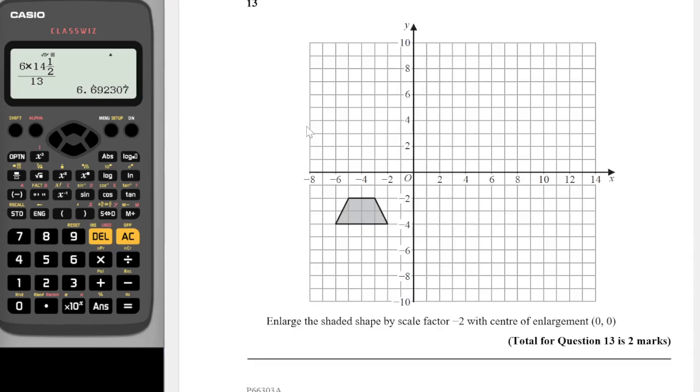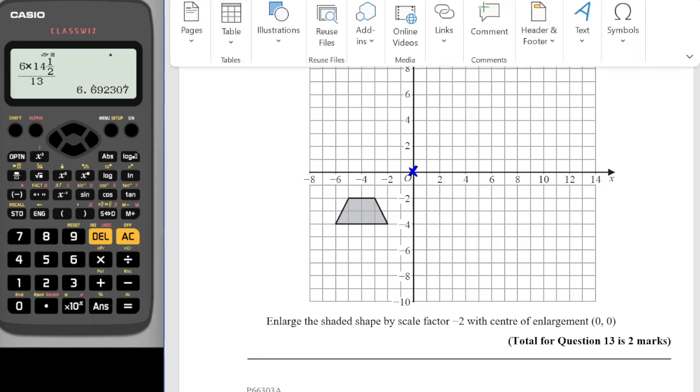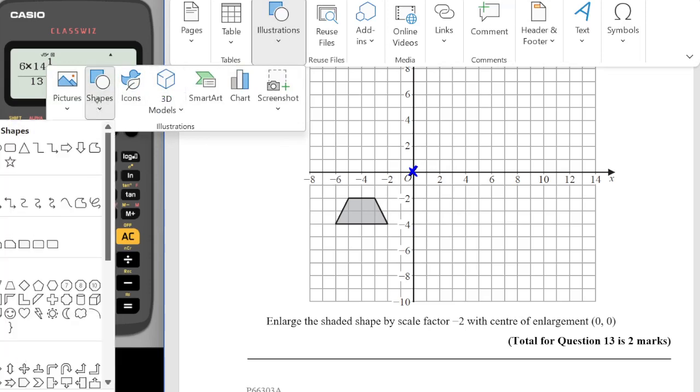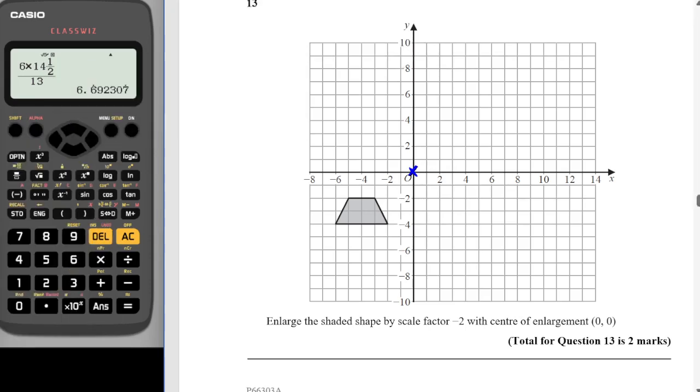Okay, question 13. Enlarge the shaded shape by a scale factor of -2 with a centre of enlargement 0, 0. So I'm going to mark on my centre of enlargement, my first step. It's my personal preference to only look at one point. I'm going to use a ruler and go through the centre of enlargement and extend it, making sure that I'm going in a clear line. So I can see I'll go 3 across 2 up, 3 across 2 up, 3 across 2 up.